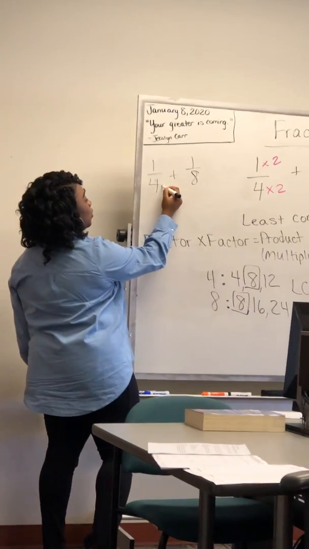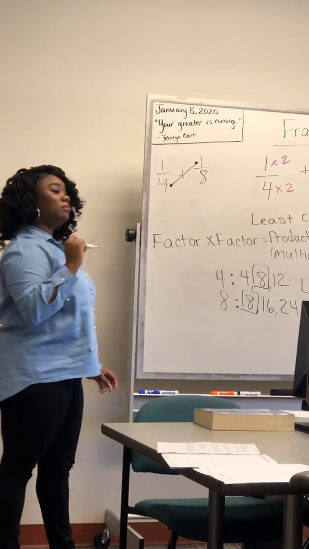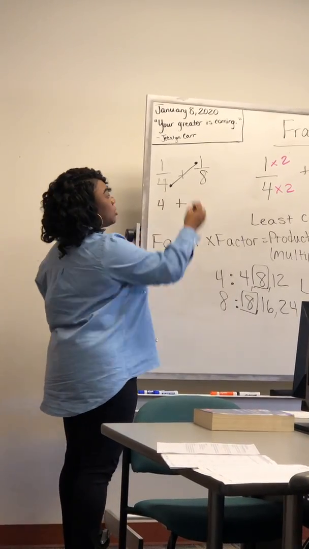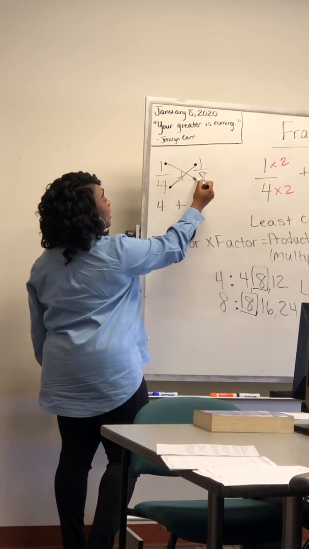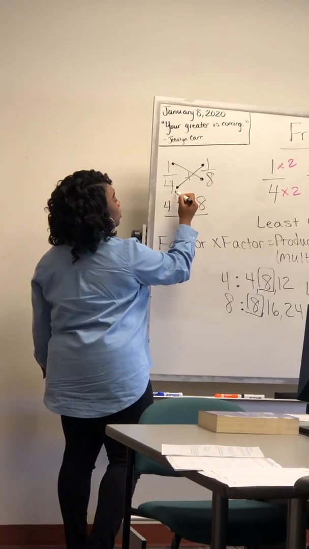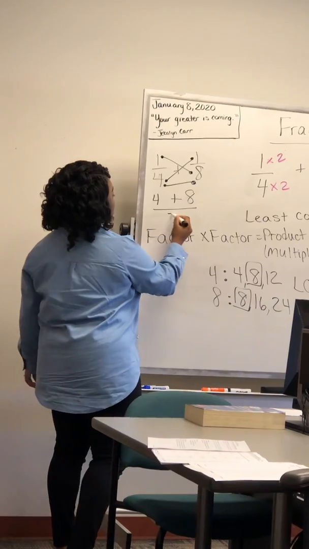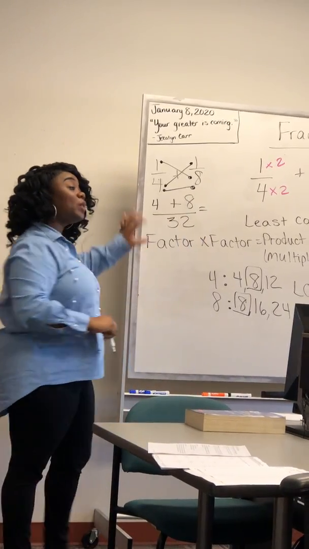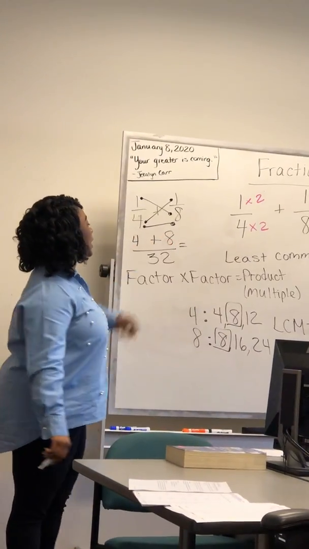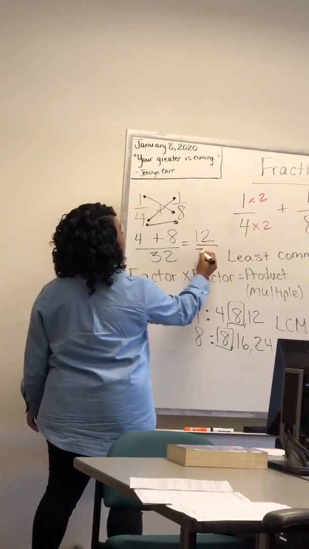You start at this bottom corner with this denominator, and you multiply it by this numerator at the top. What's 4 times 1? 4. We're going to do that again. We're going to start up top with this numerator and multiply it by this denominator. What's 1 times 8? 8. And we're going to go straight across for our last step. What's 4 times 8? 32. This way will always work if you struggle with finding those least common multiples. What's 4 plus 8? 12. And my denominator is? 32.